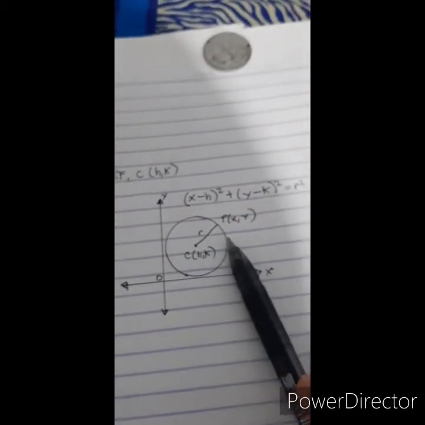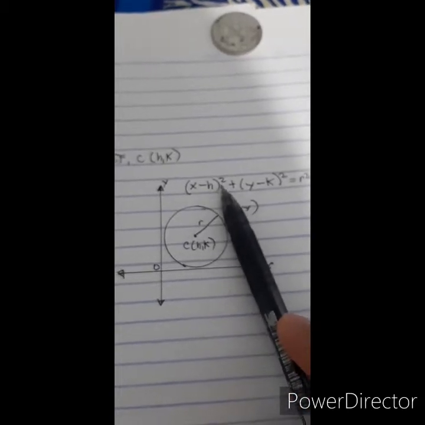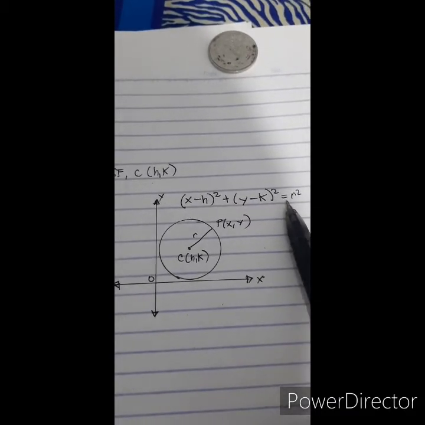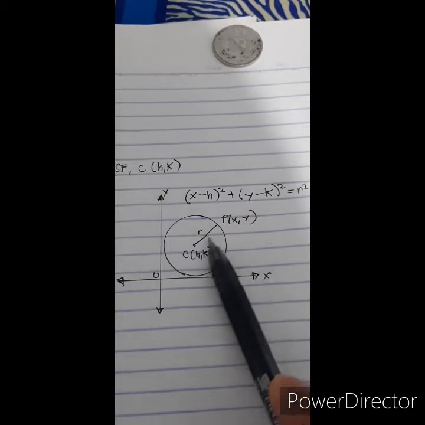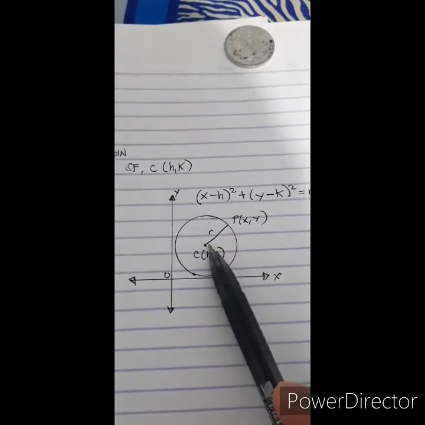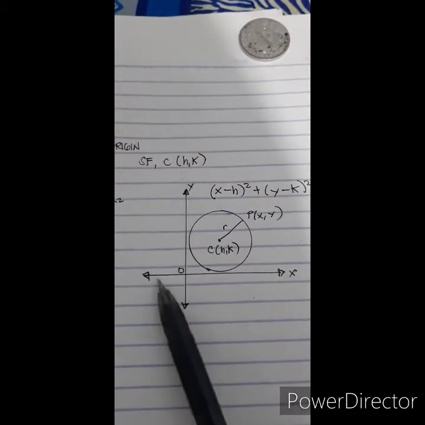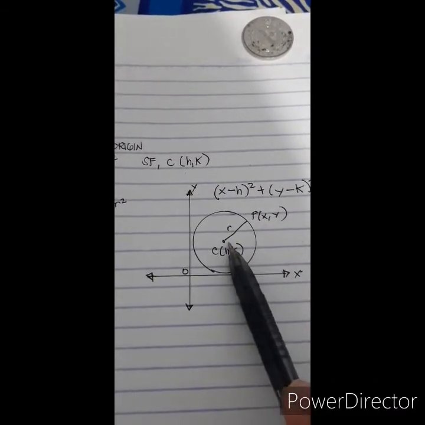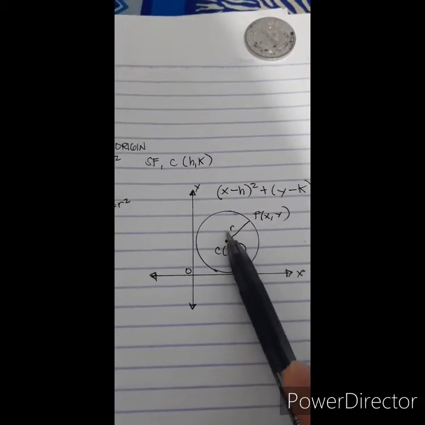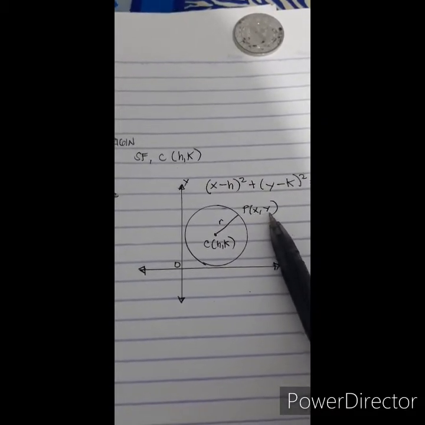Next, we have the graph of the equation: the quantity of x minus h squared plus the quantity of y minus k squared equal to r squared. Here the center is no longer located at the origin, but is translated to another part of the Cartesian coordinate system. Specifically, it is located in quadrant 1. So the center is at point (h, k). We have the radius and the point P, which has x and y.